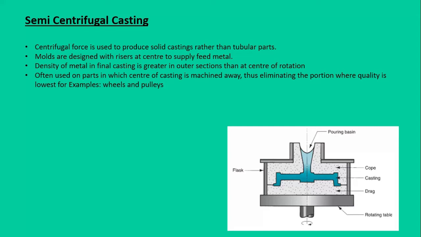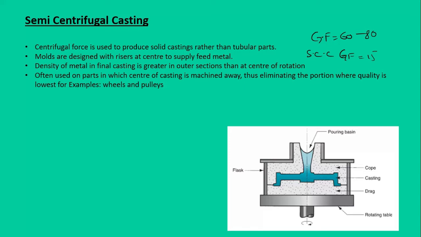So the rotation speed in the semi-centrifugal casting is usually set to a G factor around 15, while in the case of the true centrifugal casting, you remember the G factor was around 60 to 80, while in the case of the semi-centrifugal casting, this G factor is around 15.